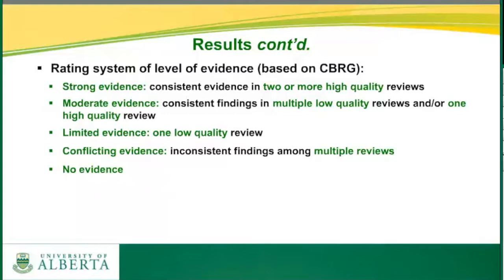The Cochrane Back Research Group came up with a system to assess the level of evidence when synthesis is based on qualitative or descriptive analysis. And I'll quickly go through the levels of evidence that were described. Strong evidence of an intervention consists of consistent evidence provided in two or more high quality reviews. Moderate evidence was whereby there were consistent findings in multiple low quality reviews and/or one high quality review. Limited evidence was where there was one low quality review. And conflicting evidence was where there were inconsistent findings among multiple reviews, or there is no evidence at all for the intervention in question.